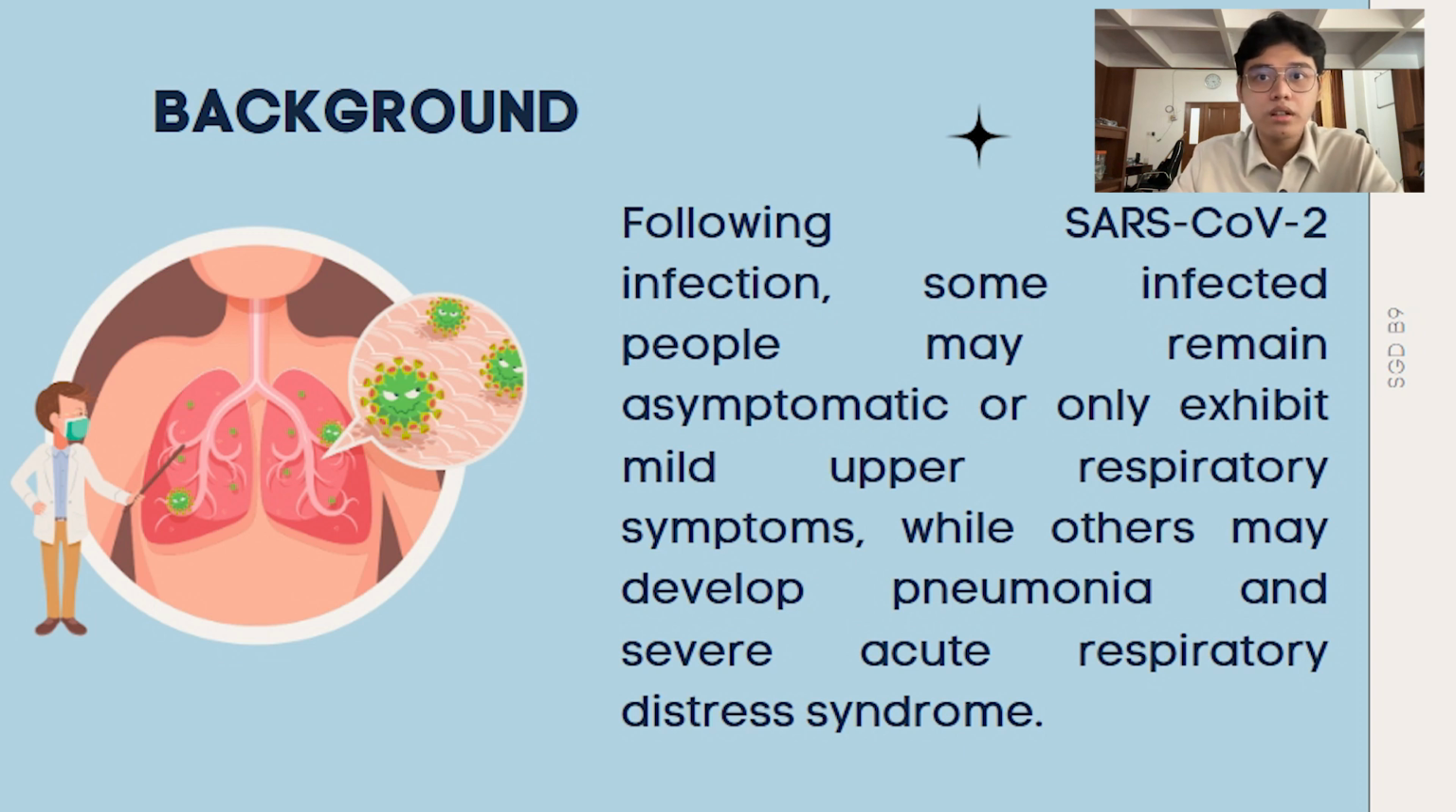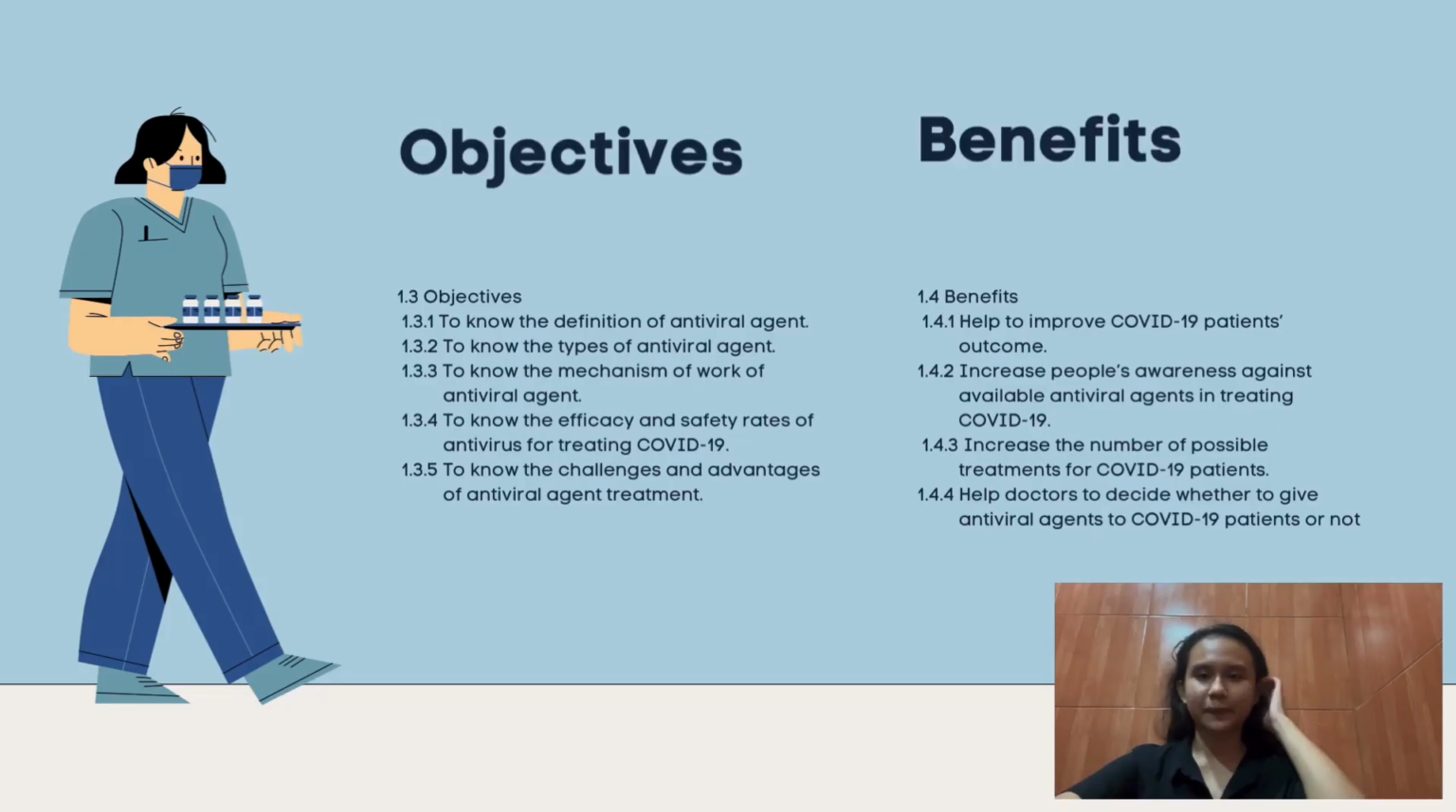Based on the pathological features and different clinical stages of COVID-19, clinical researchers are using and testing a variety of possible treatments in the early stage of SARS-CoV-2 infection, such as the role of antiviral agents for preventing the progression of the disease. Based on this premise, this student project aims to discuss the role of antiviral agents for treating patients with COVID-19 infection and its advantages and challenges. That's all from me. Thank you.